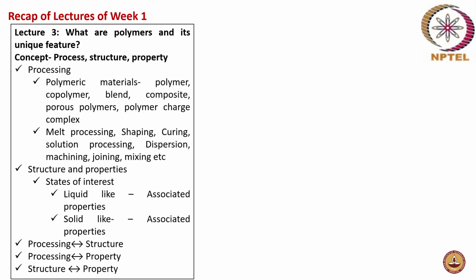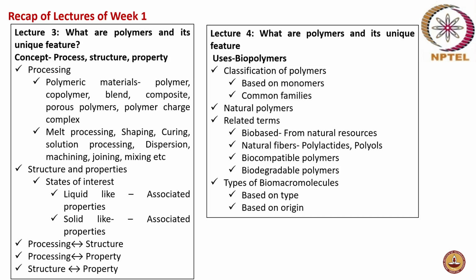And then next, the lectures were on what the unique features are. The concept of process, structure and property, and how they are related. What is the structure-property correlation, what is the property-processing correlation, what is the structure and processing correlation, and what are the states of interest. Instead of only direct solid and liquid states, we also have liquid-like state, solid-like state, and so on. So these were all given as an introduction, and then there was an introduction on biopolymer uses.